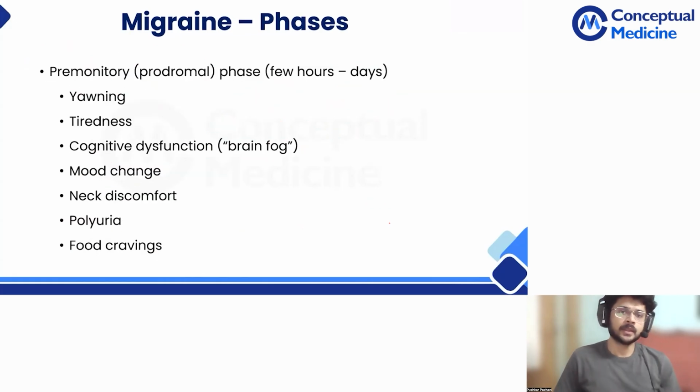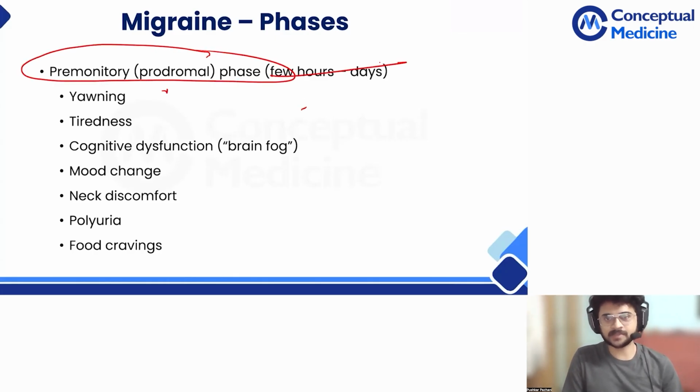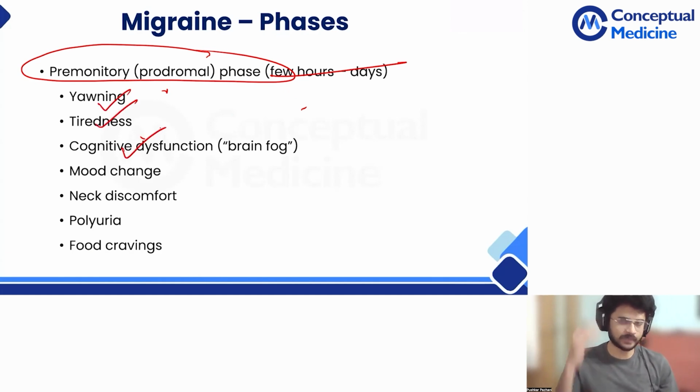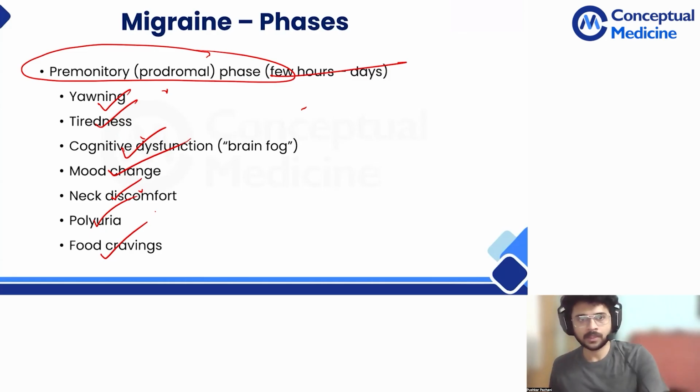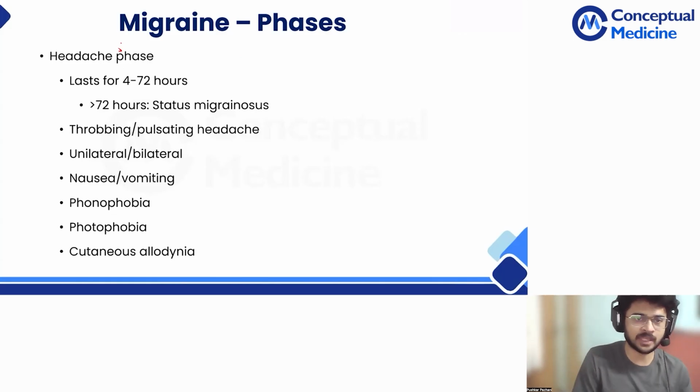Sometimes, even way before the aura phase, you could have something which is known as a prodromal phase or a premonitory phase. This actually precedes the migraine by around a few hours to days. The patient can have yawning, tiredness, something like a brain fog, and their mind isn't really functioning that well. That's a cognitive dysfunction. They could have mood changes, neck discomfort, polyuria, and food cravings.